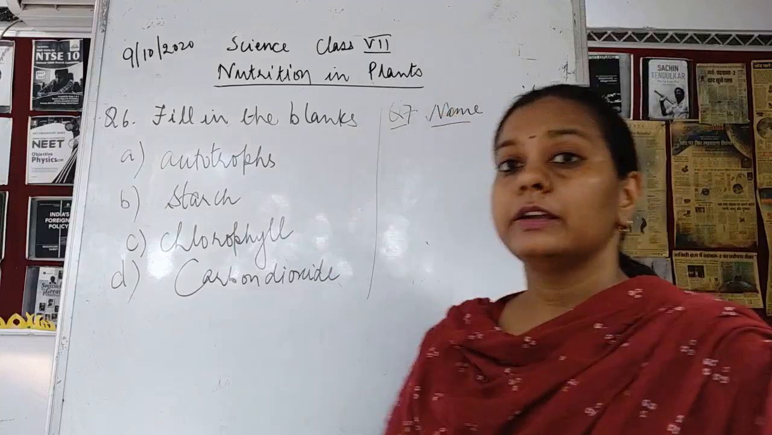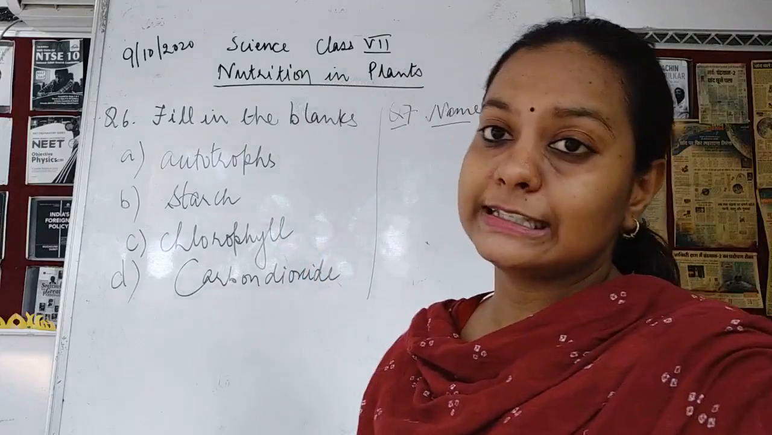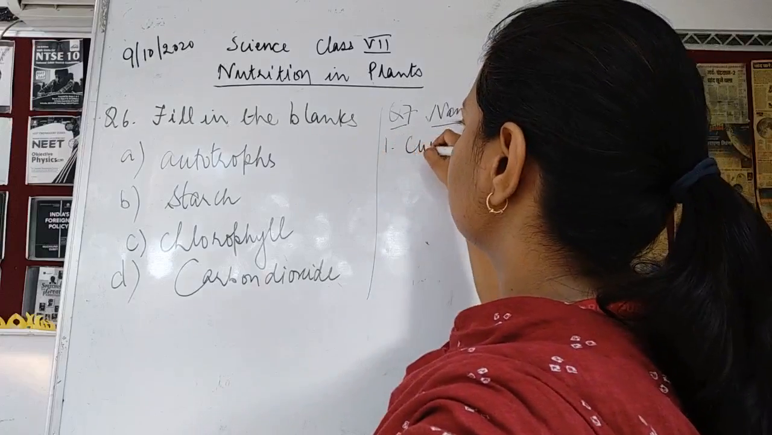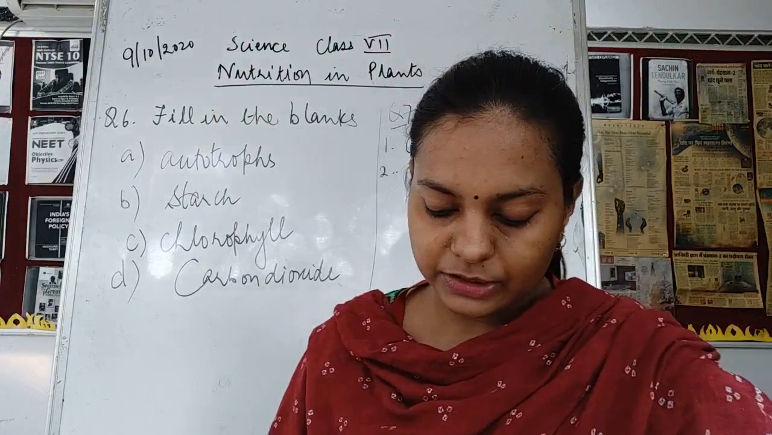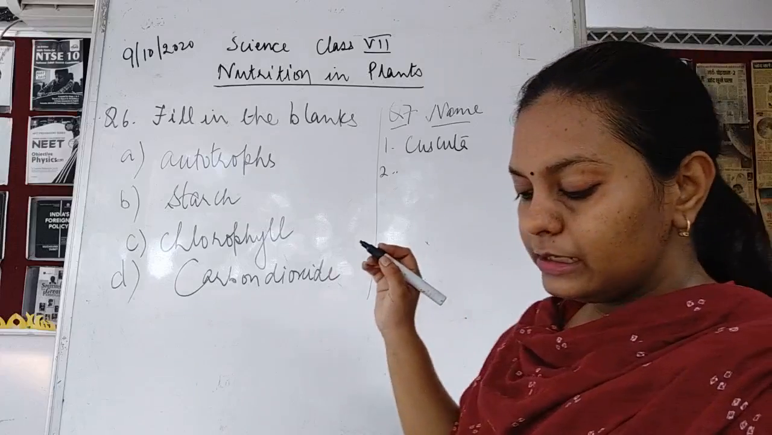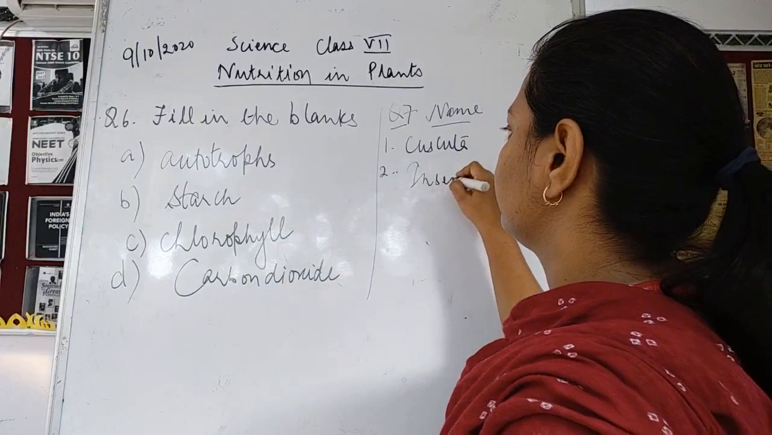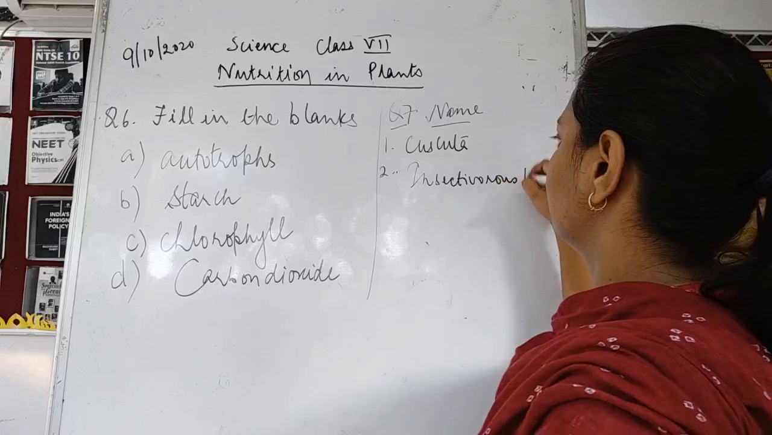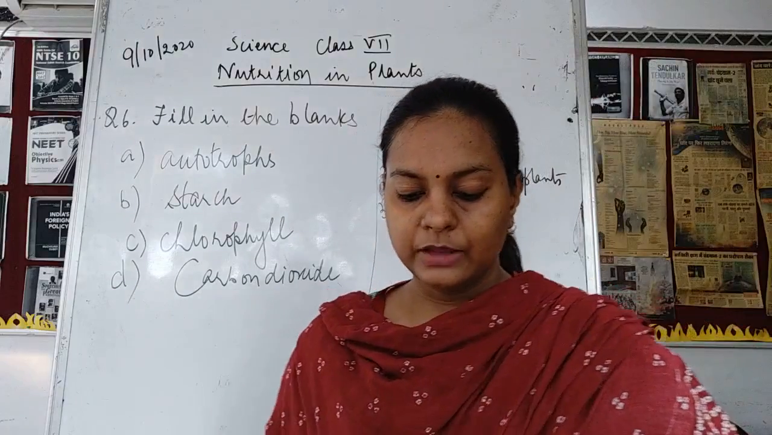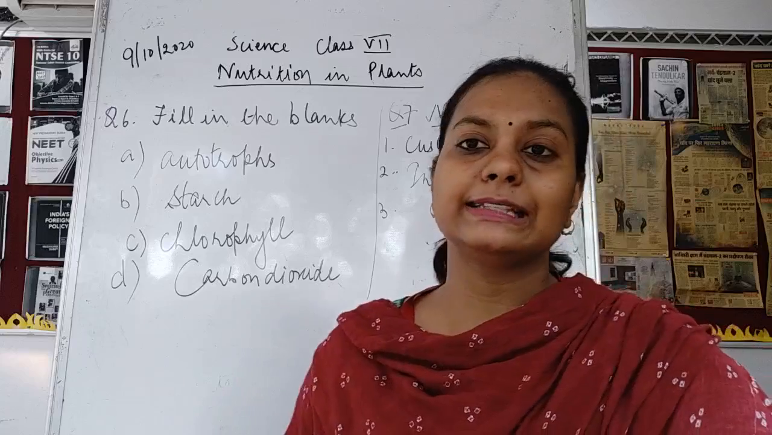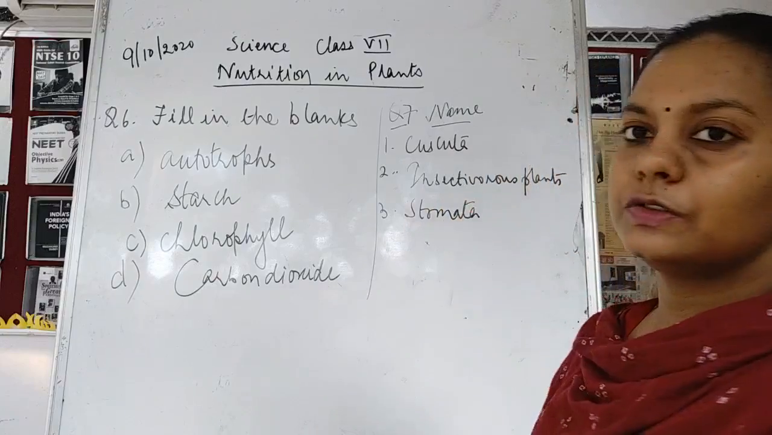The first question is, the parasitic plant with a yellow slender stem and a branched stem is Cuscuta. First is Cuscuta. Okay, then next, the plant that is partially autotrophic in nature. So the answer is insectivorous plants. Fine. Then the third question is, the pores through which the gases are exchanged in the leaves. So the answer is stomata. Okay, so these are the 3 answers.